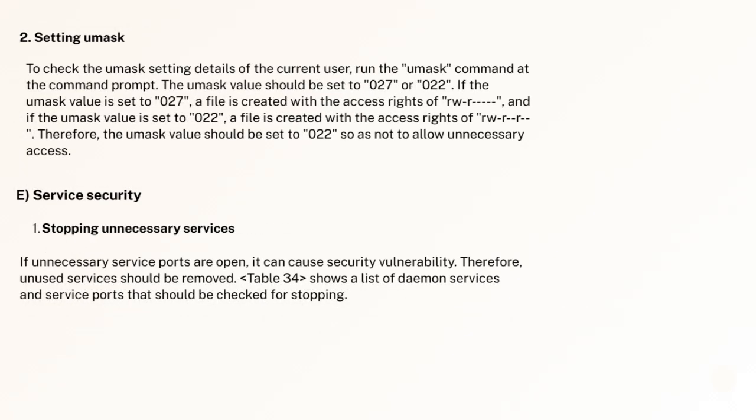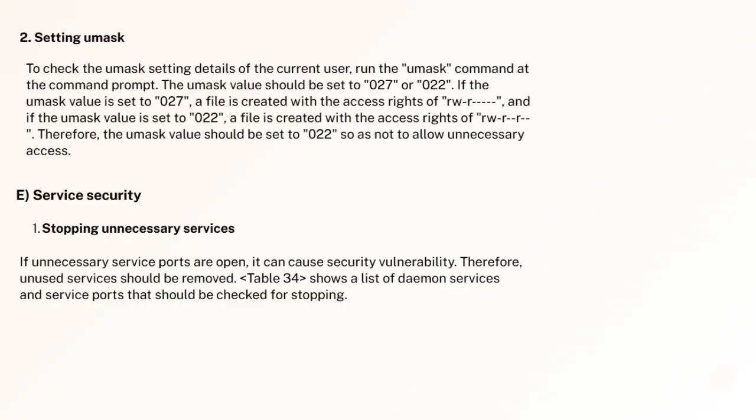Setting umask. To check the umask setting details of the current user, run the umask command at the command prompt. The umask value should be set to 027 or 022. If the umask value is set to 027, a file is created with the access rights of rw-r-----. And if the umask value is set to 022, a file is created with the access rights of rw-r--r--. Therefore, the umask value should be set to 022, so as not to allow unnecessary access.